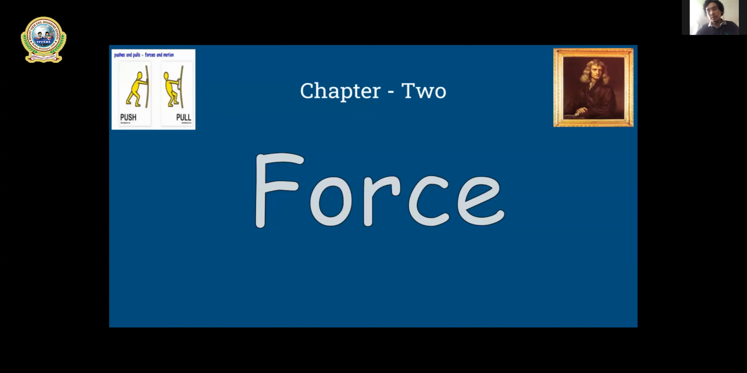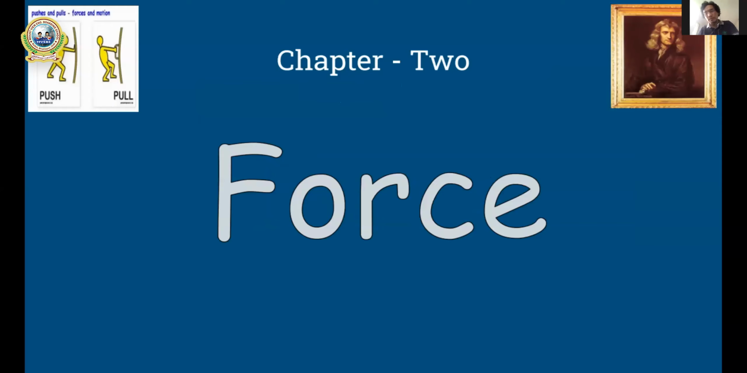From today onwards, we are going to discuss the topic force. Force itself is a huge topic that we read under physics, which is one of the branches of science. Force is a physical quantity. In previous lessons, we read force as a derived quantity, right? It is a vector. Now, let's start reading the lesson, chapter 2, Force.